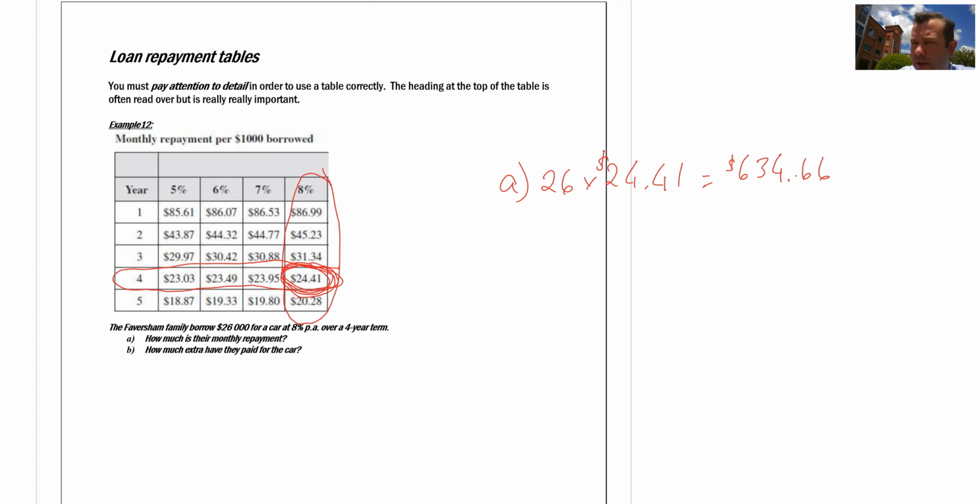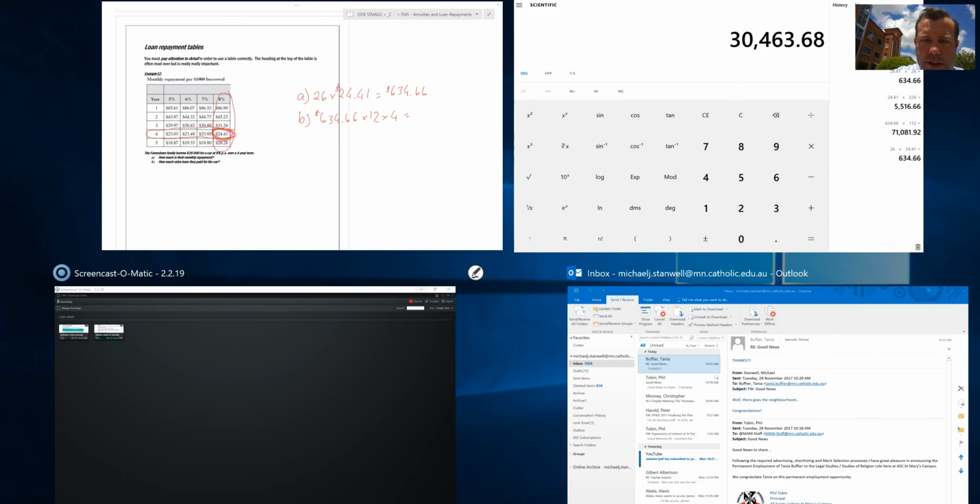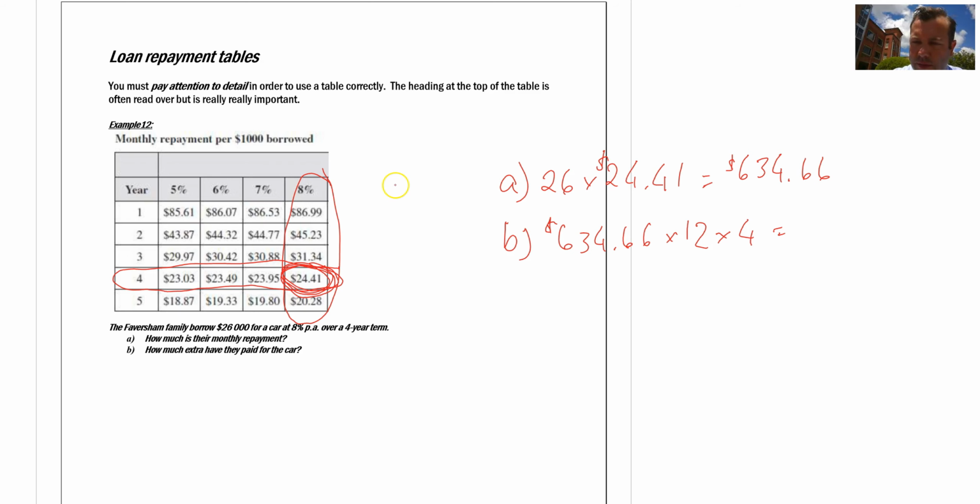For B, how much extra have they paid for the car? How much interest have they paid? That's what interest means. Well, I've got to work out a couple of things. I've got to work out how much they pay altogether. Now, it's a $26,000 car, so it's going to be the difference between what they pay and $26,000. To work out what they pay in total, it's going to be the $634.66, their monthly repayment, times 12, that's how much they pay in 1 year, times 4 is how much they're going to pay in 4 years. And that figure equals $30,463.68.